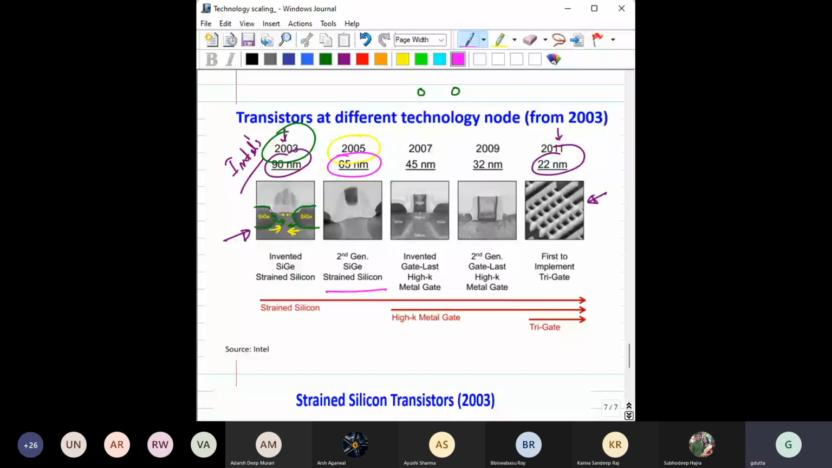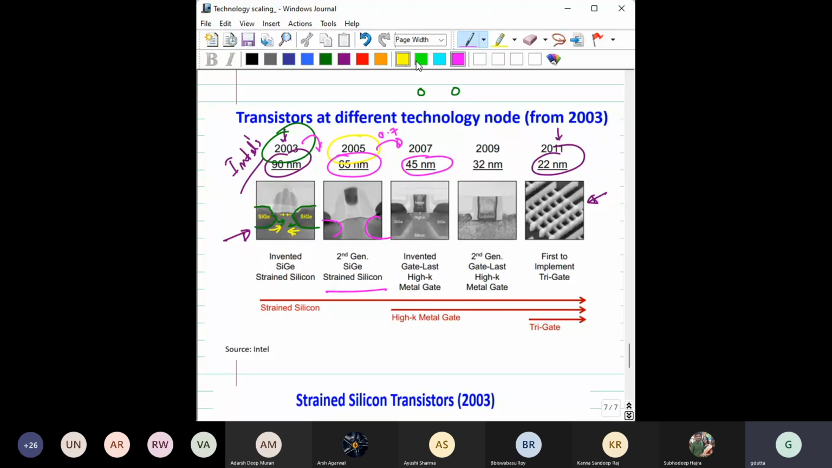Then in 2007, after another 2 years, they launched 45 nanometer. Can you multiply 65 into 0.7? It is 45.5, and they made 45 nanometer. So you can see this 0.7 scaling factor is still valid, right? Hopefully you can also see it here, right? So for 45 nanometer, see what they have done.